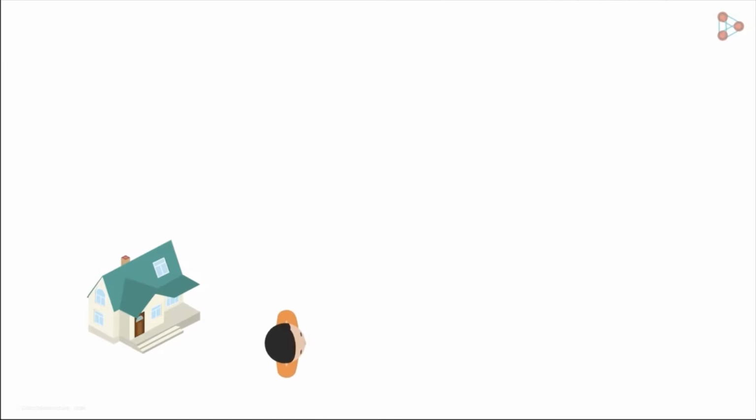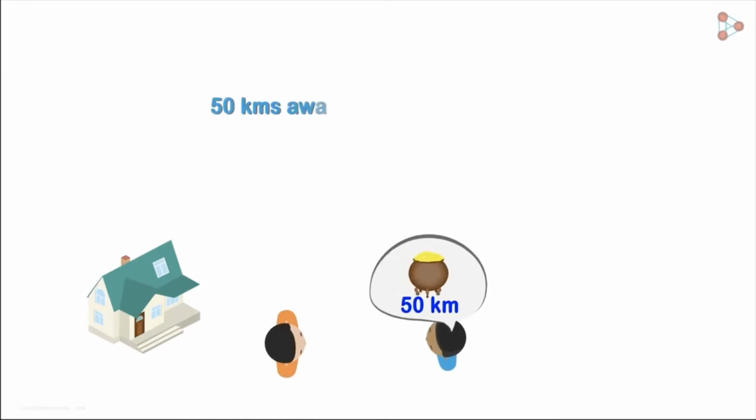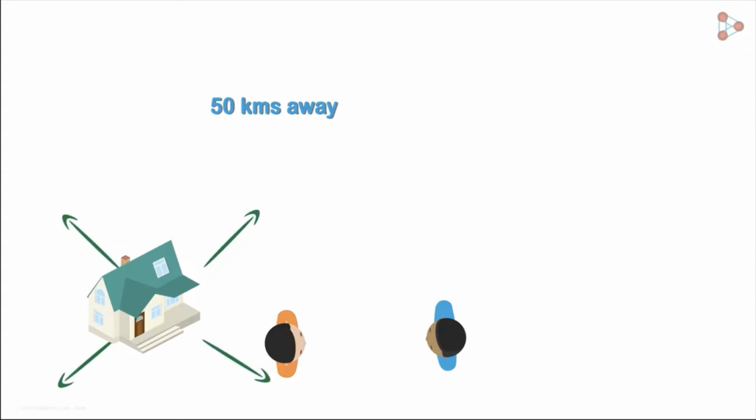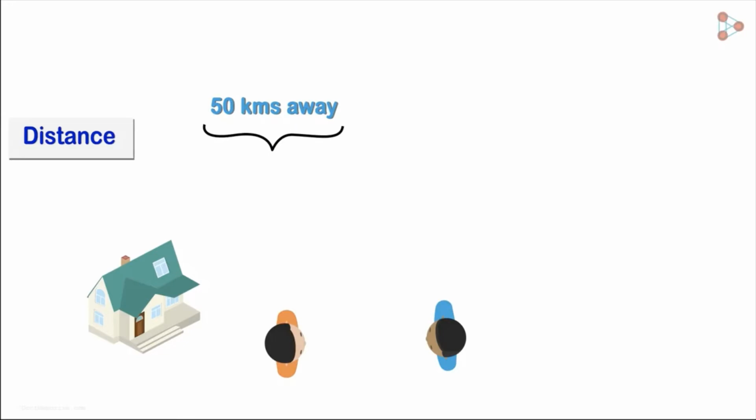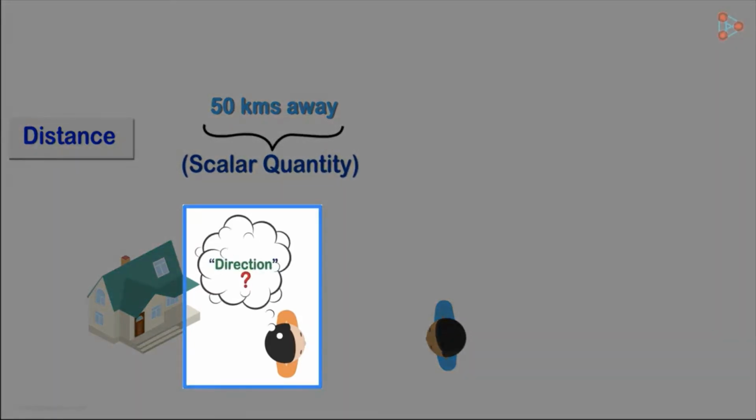Assume you're standing at this point. Now, if your friend tells you there is a treasure pot 50 kilometers away from home, how long will you take to find it? Which direction will you go? It could be here, or maybe here. It is hard to know where exactly it is. You are only provided the distance, which is one-dimensional information. One-dimensional information like this is called a scalar quantity. Your question to him would be, which direction from home?